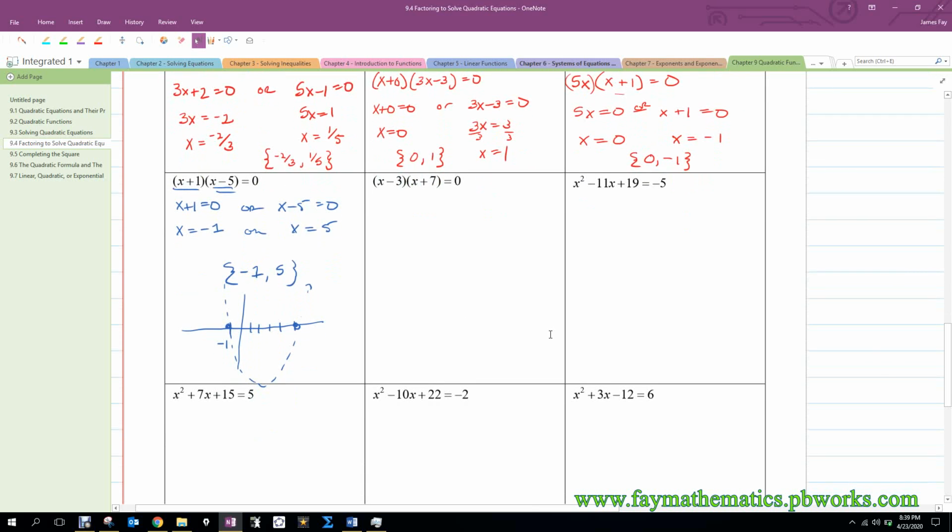The next one, same idea. Okay, it's already factored. So x minus 3 equals 0, or x plus 7 equals 0. Add 3 to both sides. Here, I'm going to subtract 7 from both sides. So my solutions are 3 and negative 7. It doesn't really matter the order that you type your solutions in.